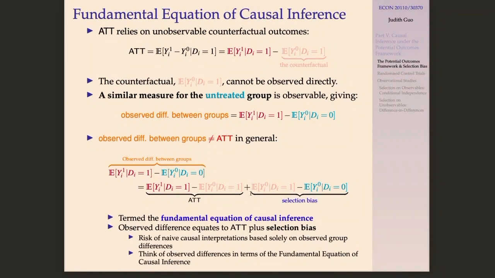So the observed difference is the sum of the ATT, the average treatment effect on the treated, plus the selection bias. And therefore, you should never naively interpret the observed difference between groups as the causal effect. Okay? You should always think about the potential of having selection bias.